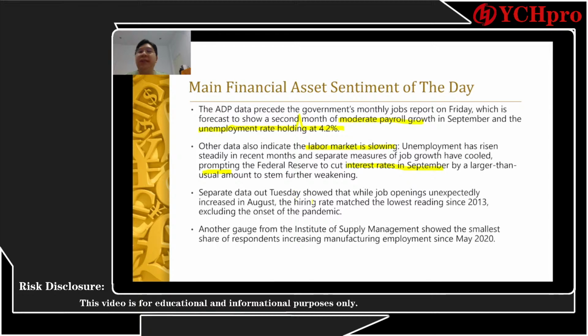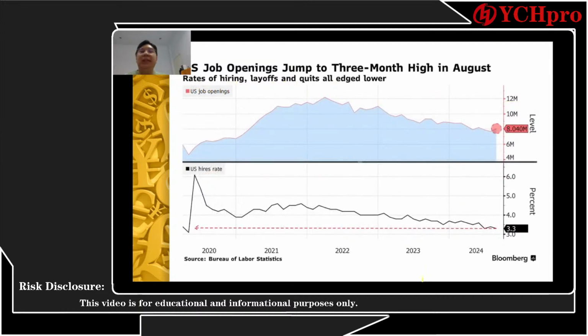As you guys could have seen, Tuesday data has been showing that job openings has been decreasing, showing that the job market has been not doing very well. It's the lowest reading since 2013. And another gauge out of the ISM data showing that people are getting hired less since May 2020, guys. Okay, so those are the reasons we are actually seeing that the US dollar got stronger yesterday.